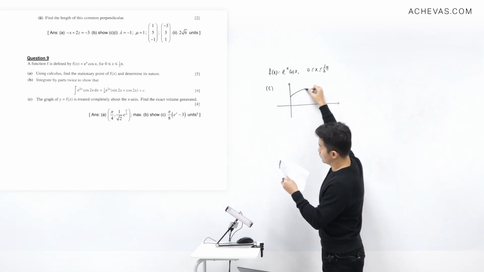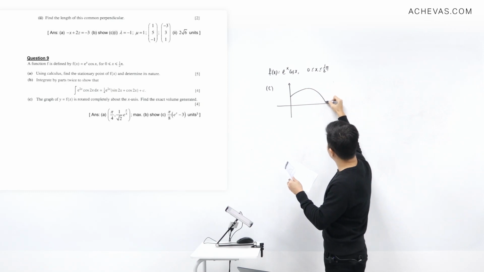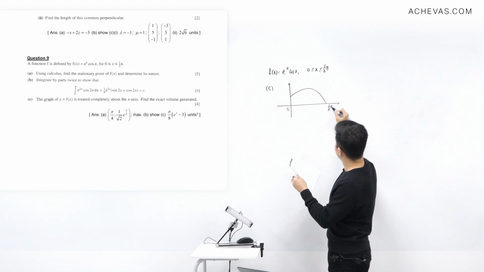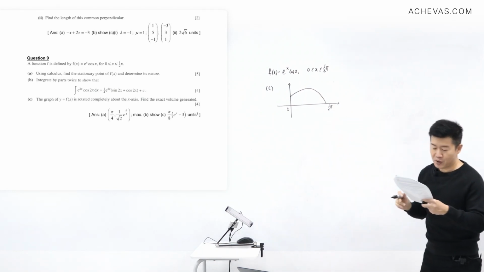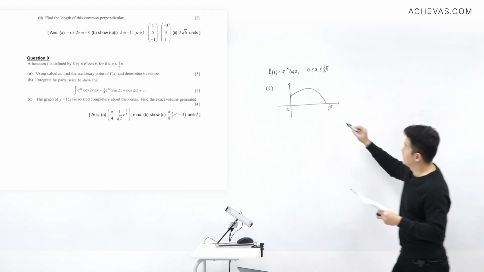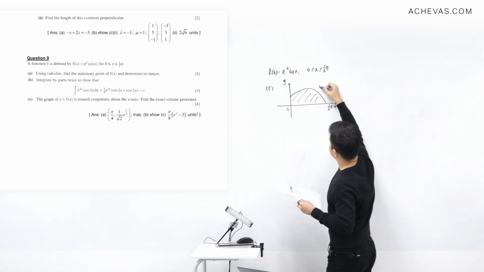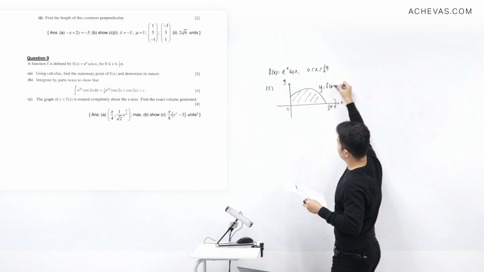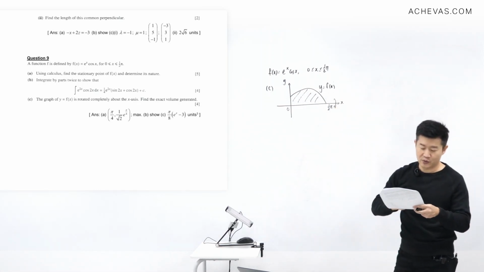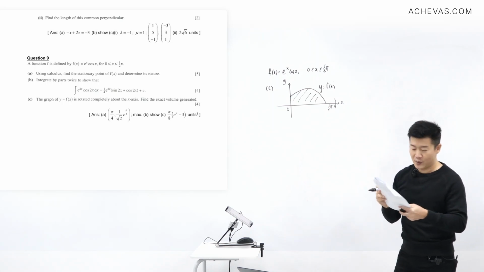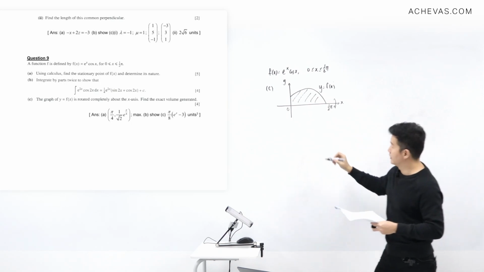Here, you'll go up, and you'll come back down here, from 0 all the way until 1 over 2 pi. So this portion of the graph is going to be rotated about the x-axis. This is the graph of y equals f(x), and we are supposed to find the exact volume when this region is being rotated.